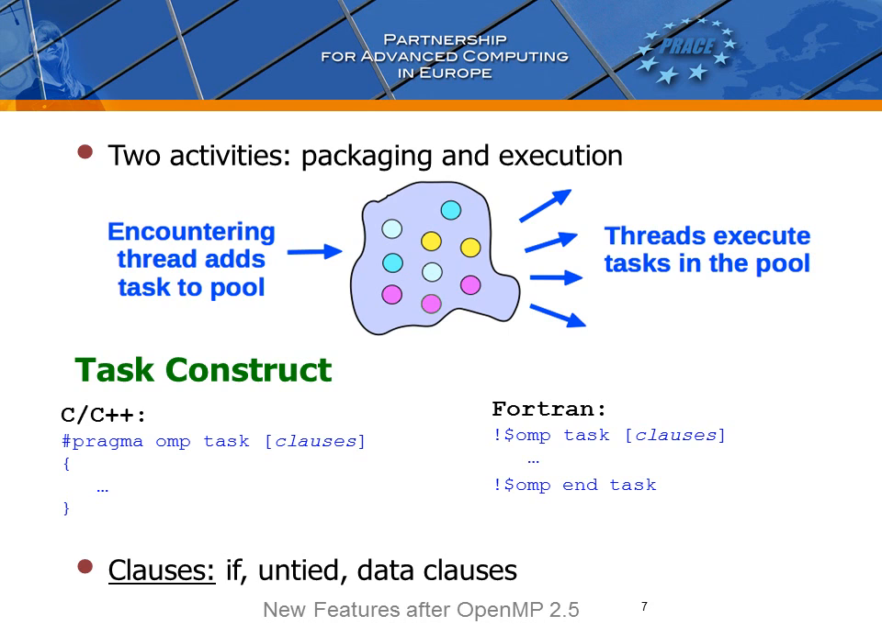A task is tied by default. This means that the same thread from beginning to end will execute the code associated with the task construct. You can use the untied clause in order to specify that different threads execute different parts of the code. When the if clause is used and it evaluates to false, the task is executed immediately by the encountering thread.